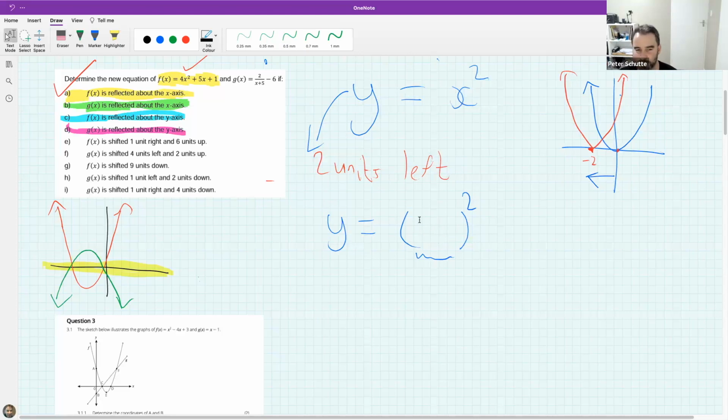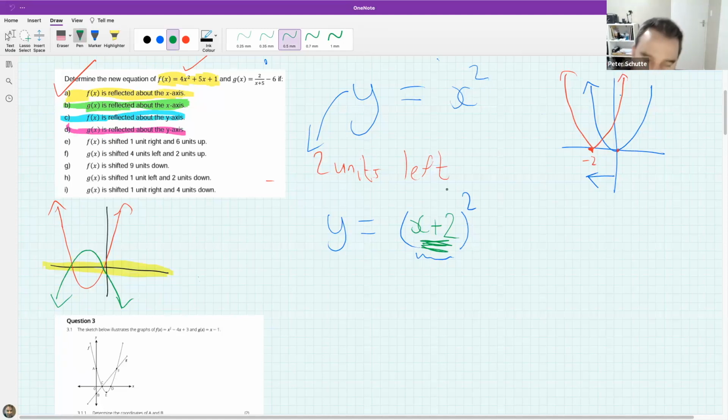I would like you to tell me in the chat. I don't want to give away the ending. What do you think is going to go inside this bracket to handle this transformation of moving 2 units to the left? Okay, I think you guys might know this. You've seen this thing before. This isn't going to be x minus 2. Even though going to the left is going in the negative direction, the algebra is actually going to be (x plus 2) squared.